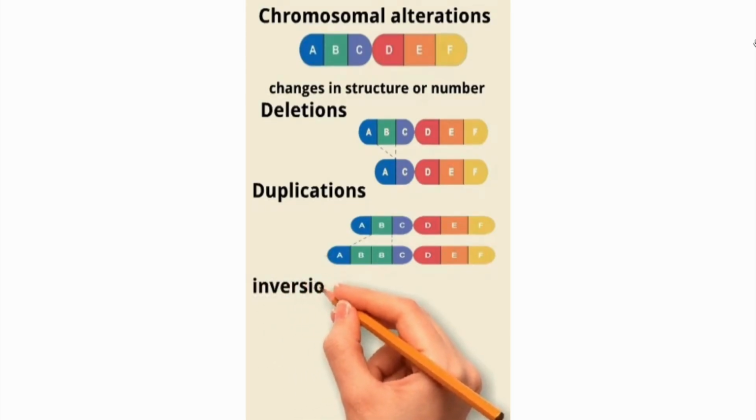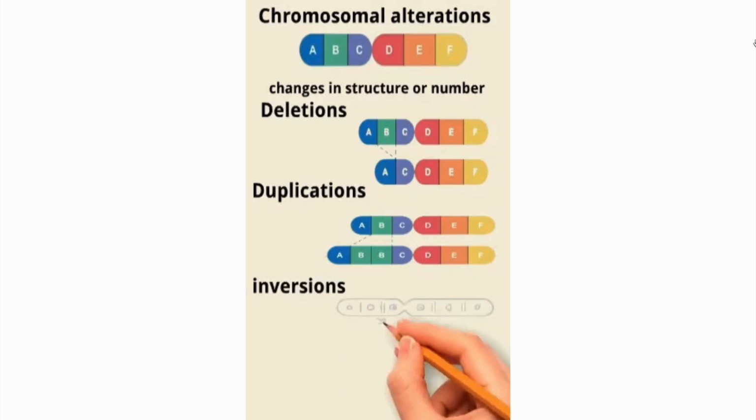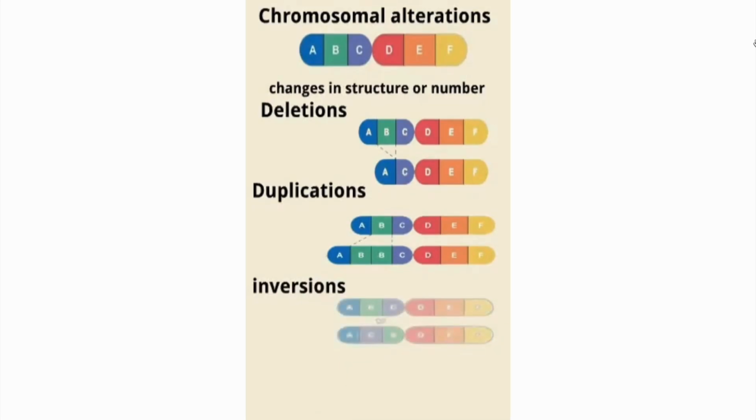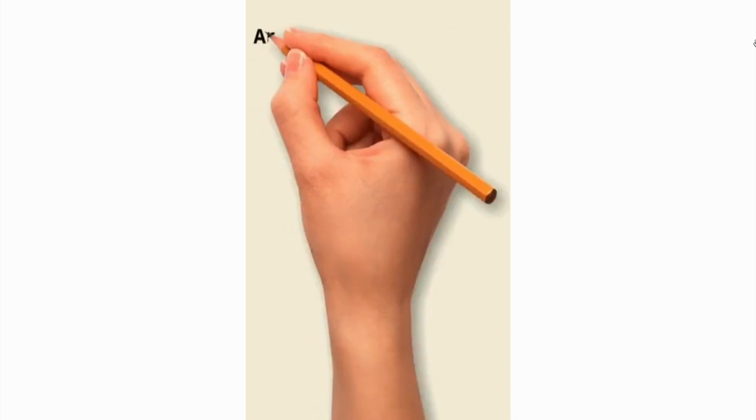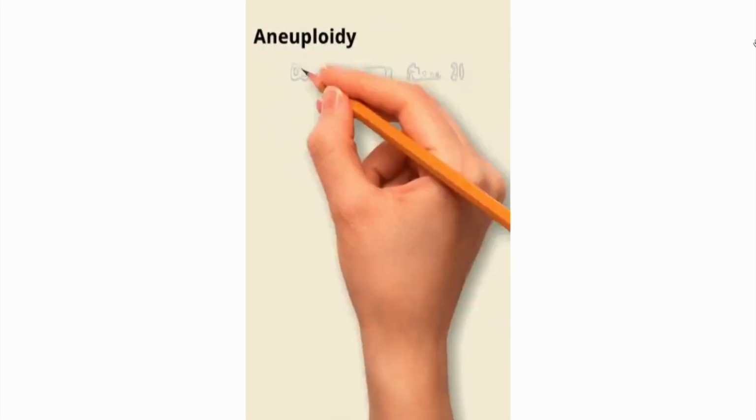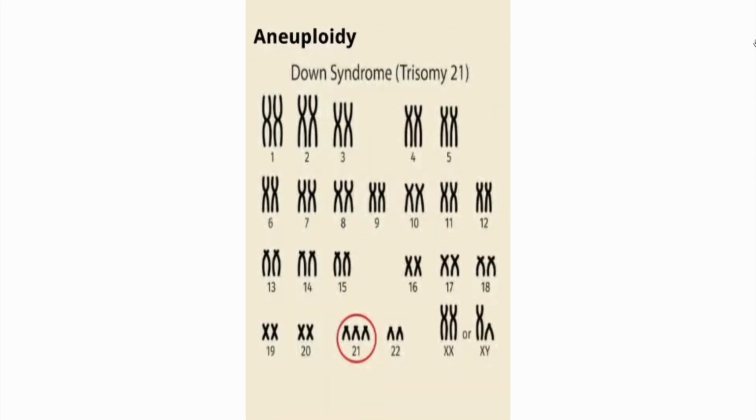3. Inversions. An inversion occurs when a chromosome segment is flipped in orientation. 4. Translocations. Translocations involve the movement of a chromosome segment to a non-homologous chromosome. 5. Aneuploidy. This is the gain or loss of entire chromosomes, leading to an abnormal chromosome number, as seen in conditions like Down syndrome, trisomy 21.